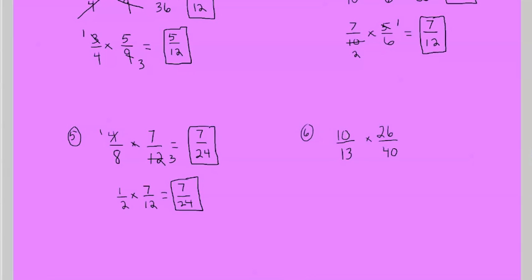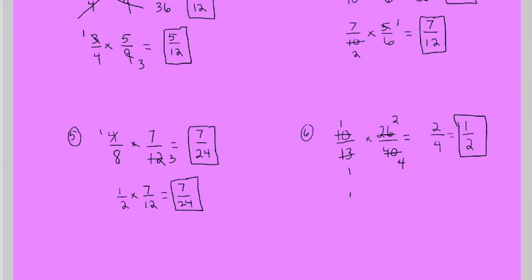Final one here. Sometimes we can cross simplify both sets of numbers. If we look at the 10 and the 40, we know that 10 goes into itself once, and it goes into 40 4 times. And then going this way, I know that 13 goes into itself 1 time, and it goes into 26 2 times. So I just made those numbers a lot easier to work with. 1 times 2 is 2. 1 times 4 is 4. So I have 2/4, which reduces to 1/2.